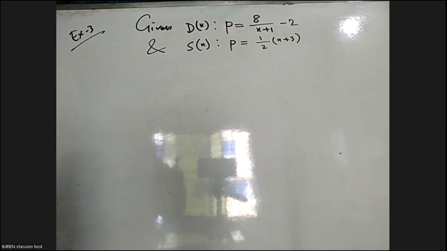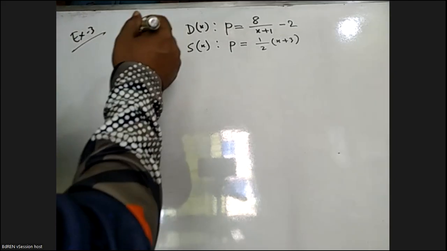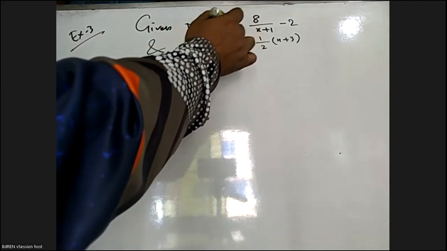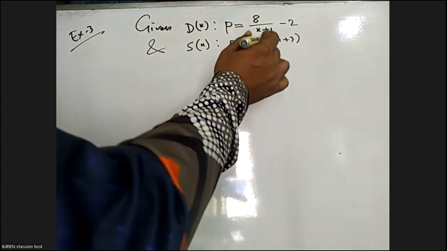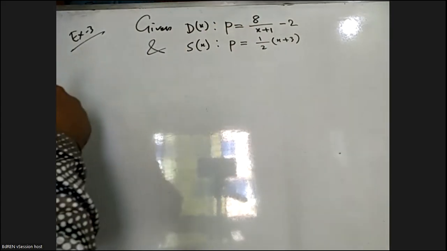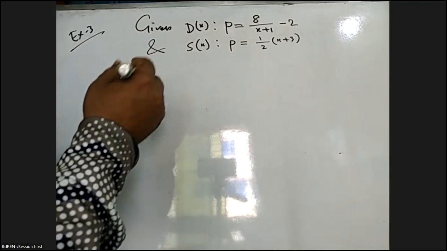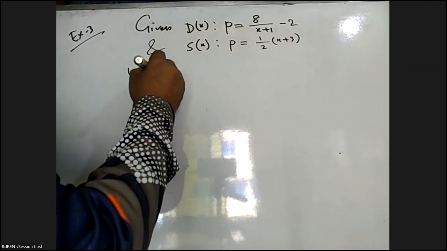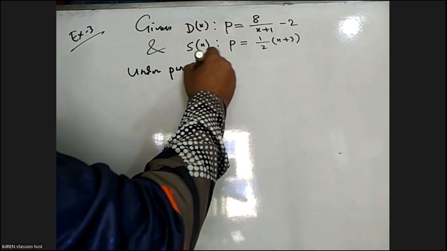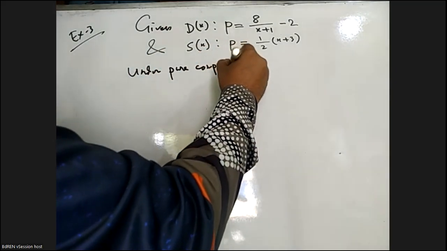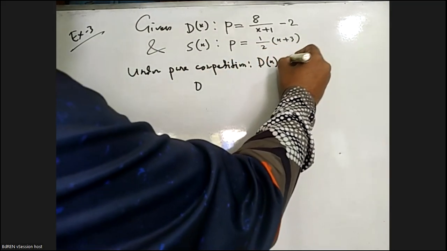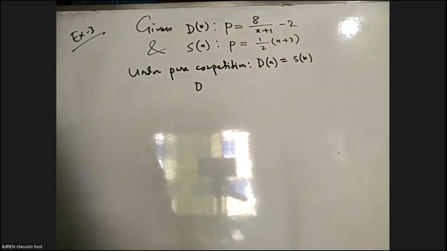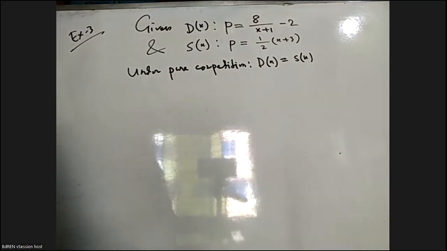Now similarly, in example 3, we are given the demand function, where p is the price, p equals 8 divided by x plus 1 minus 2, and the supply function p equals half into x plus 3. So under pure competition, the demand function equals the supply function at the equilibrium point or break-even point.